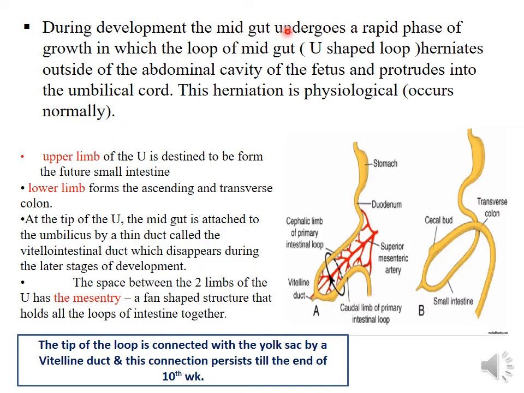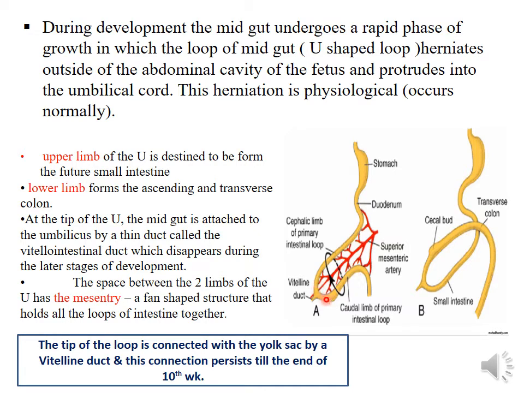The midgut undergoes a rapid phase of growth, resulting in the formation of a midgut U-shaped loop. It herniates outside of the abdominal cavity of the fetus and protrudes into the umbilical cord. This herniation is physiological. Here, the loop will have two parts, the upper part, which is the upper limb or the cranial part, and this is the lower limb or the caudal part.